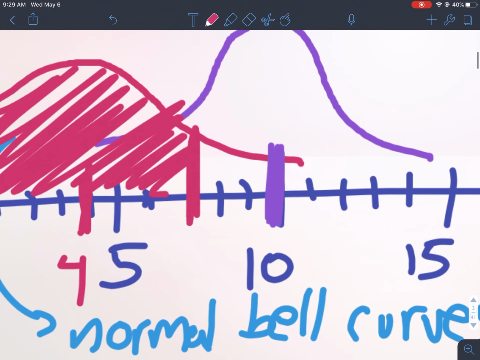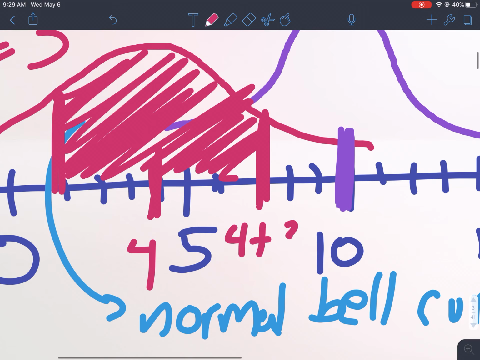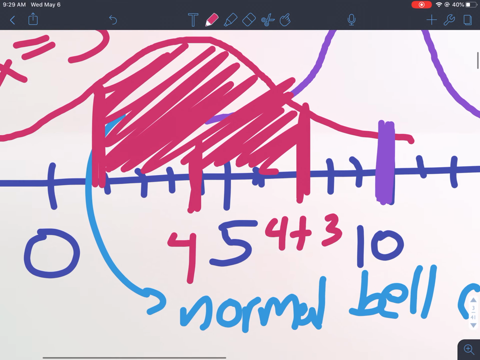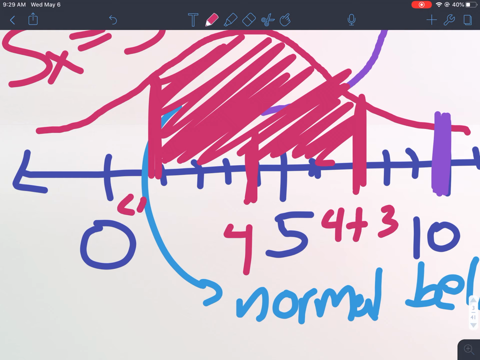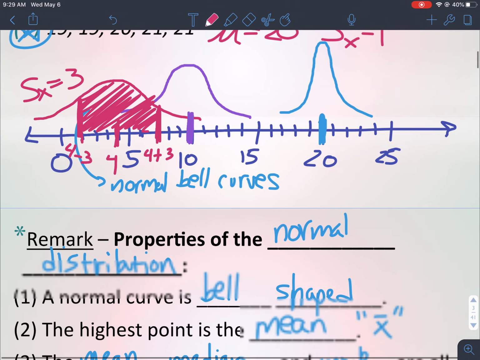So this right here is going to be 4 plus 3, which is 7, and that's where I am on the number line. And this is going to be 4 minus 3, which is 1, and that's exactly where I am on the number line, okay? So adding a standard deviation and subtracting 1.